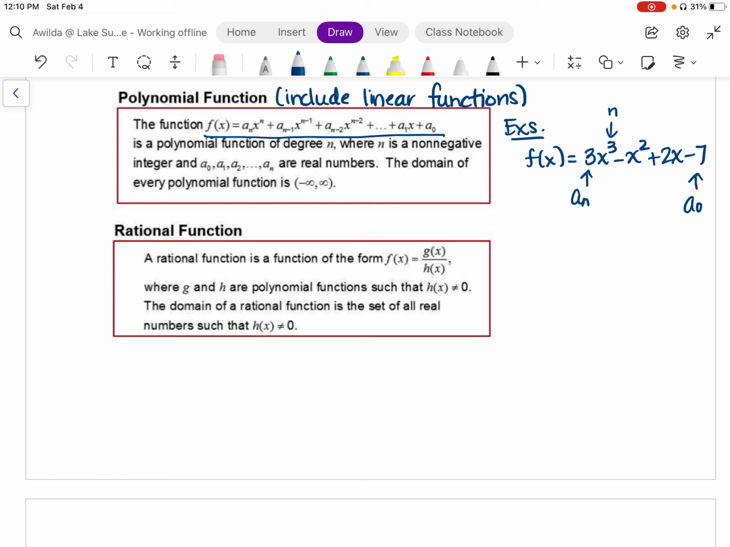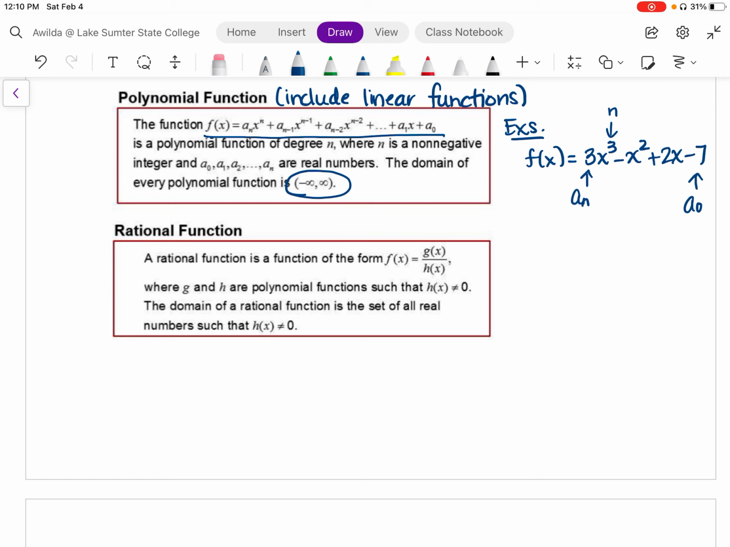The domain of all polynomial functions is the set of all real numbers. So the domain of any polynomial function is the set of all real numbers. That is the interval from negative infinity to positive infinity.